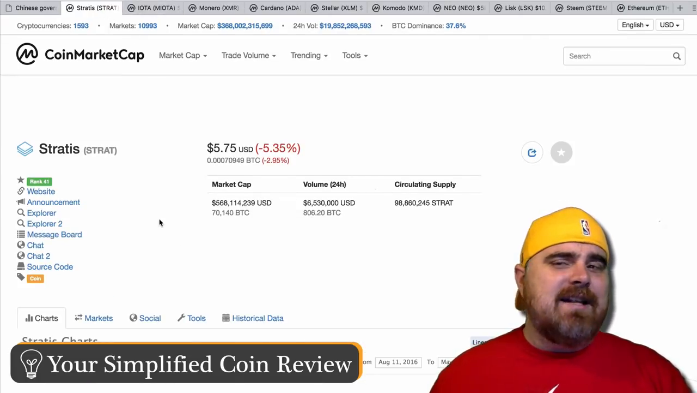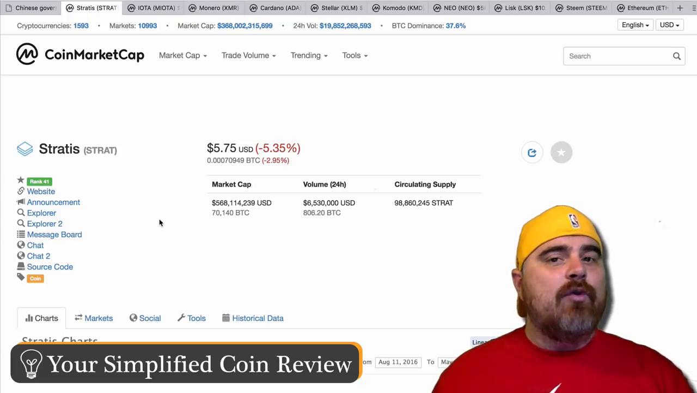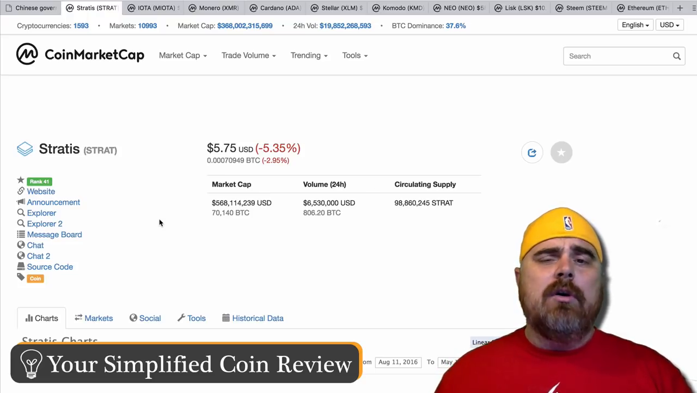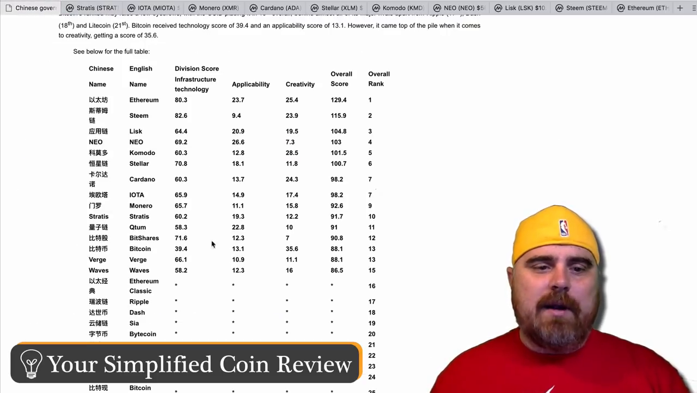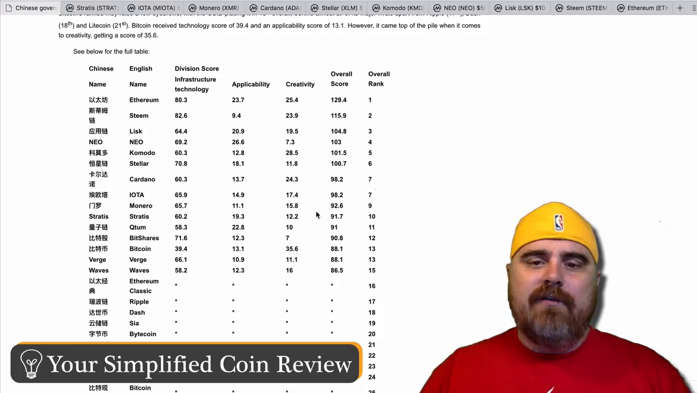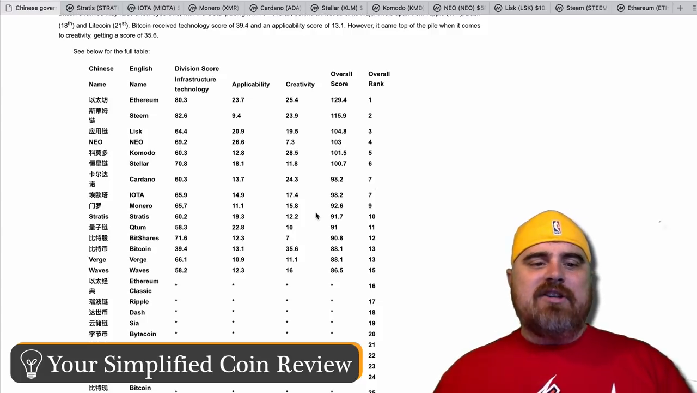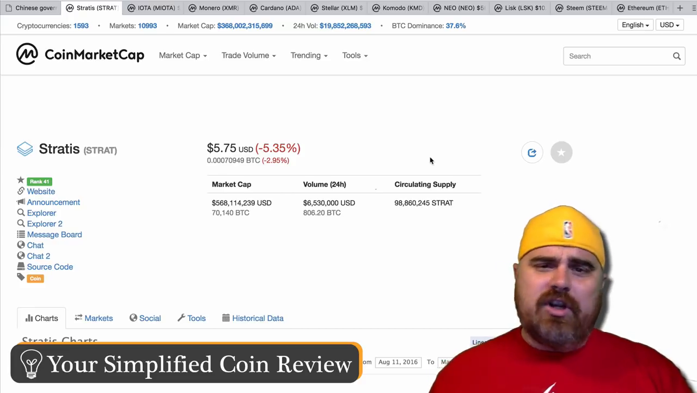So Stratus, I think probably coming in about where it should be. It's ranked number 41 on CoinMarketCap, but we've talked about before, we feel like this coin is undervalued. So Stratus kicks off the top 10 in the rankings. So let's look at what they ranked Stratus as. They gave a 60 in infrastructure, a 20 in applicability, and a 12 in creativity for an overall score of 91. So it didn't finish that far behind the next coin, but we, at the channel, we like Stratus.